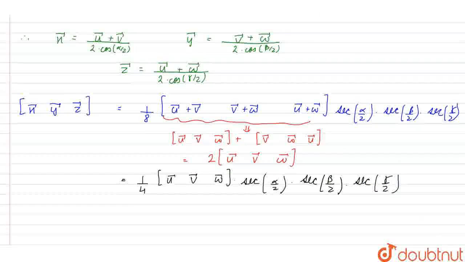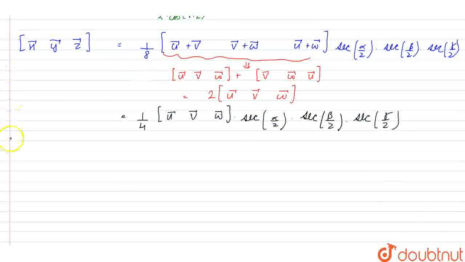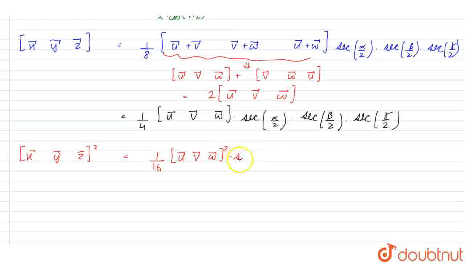Therefore the required value of the scalar triple product of x, y, z whole square will be equal to 1 upon 16 into the scalar triple product of u, v, w whole square into sec square alpha by 2 into sec square beta by 2 into sec square gamma by 2. Hence we have proved the desired result. Thank you.